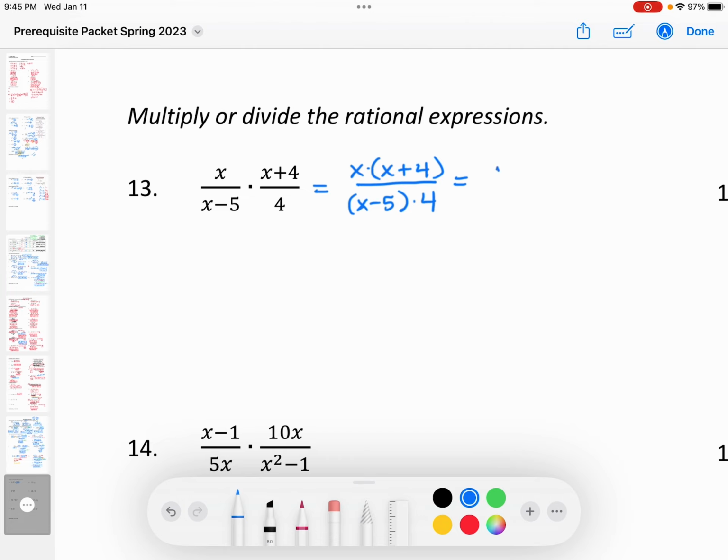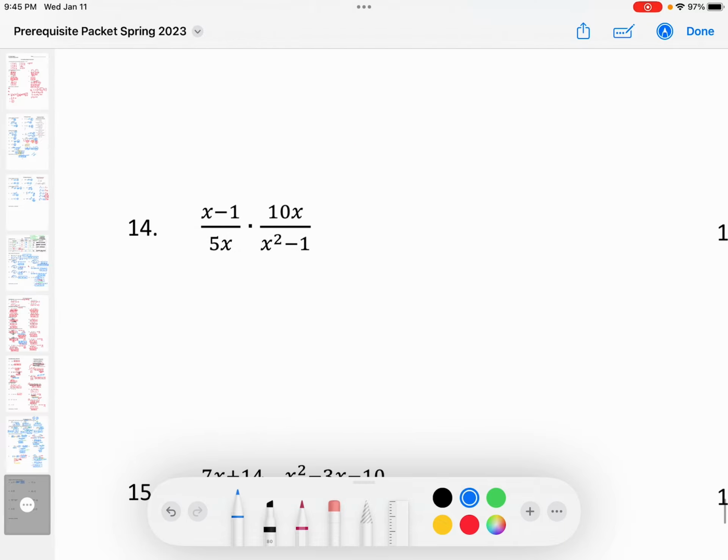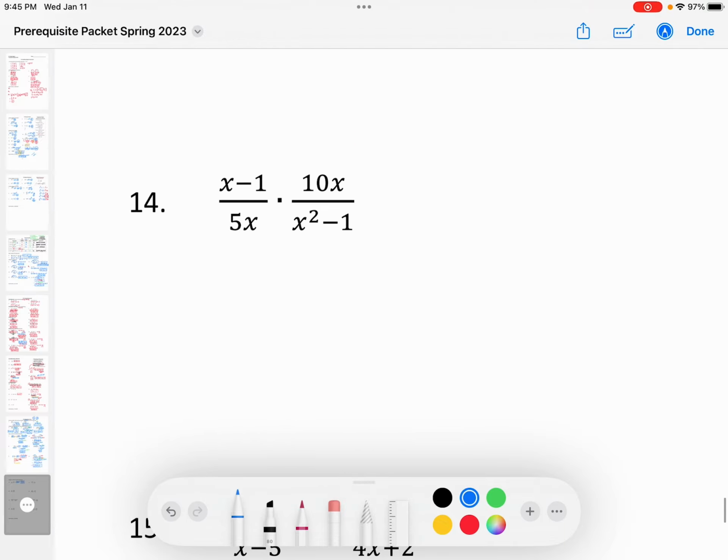I might just distribute the x because it feels like something I should do. Well, that would be a nice final answer. So just multiply straight across. Maybe simplify it if it feels right. 14. Sometimes I will just extend this line because isn't that what's going to happen anyway? I'm just going to multiply the tops and multiply the bottoms.